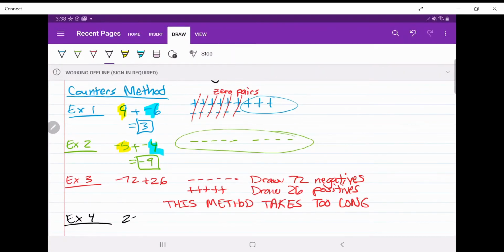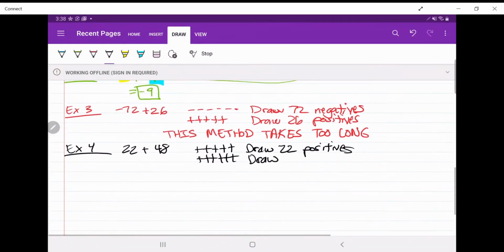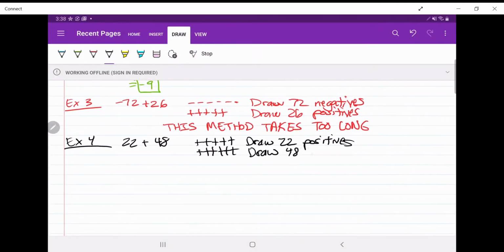We have one positive number, positive 22, and then we have another positive number, positive 48. Once again, you're supposed to draw 22 of these positive symbols. And you're also supposed to draw 48 of these positive symbols, which can take quite a while. And once again, this method takes too long. So when you have large numbers, the counters method is something that we don't want to try, and we need to learn other methods to be able to solve these problems.